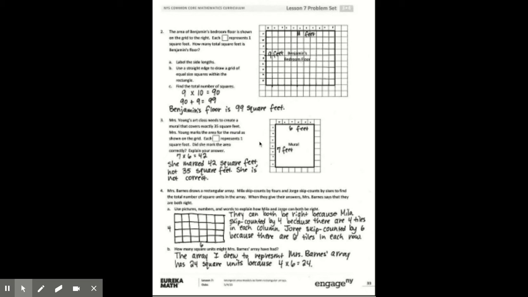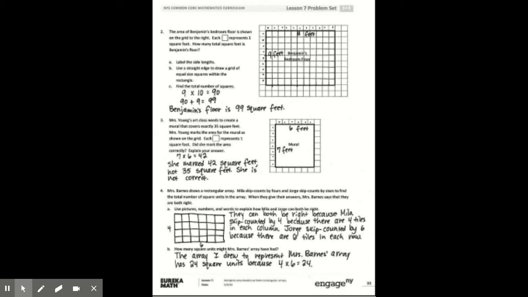Now let's move on to number 3. Mrs. Young's art class needs to create a mural that covers exactly 35 feet. Mrs. Young marks the area for the mural as shown on the grid. Each square represents 1 square foot. Did she mark the area correctly? Explain your answer.